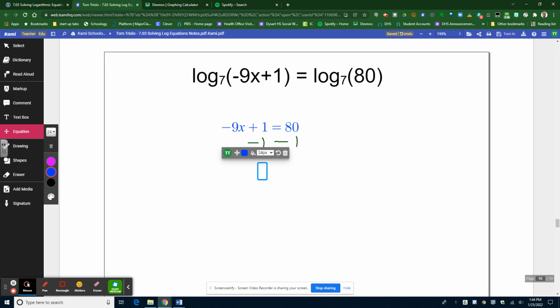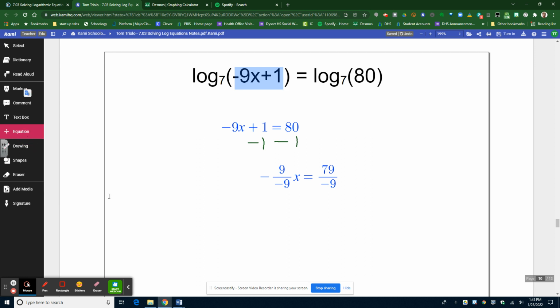So that's negative 9x equals 79. And why does that completely change it? Because 79 is prime. So my answer is negative 79 ninths. Like I said, this one might take you a little longer to check. All I need to do is plug in the negative 79 ninths.